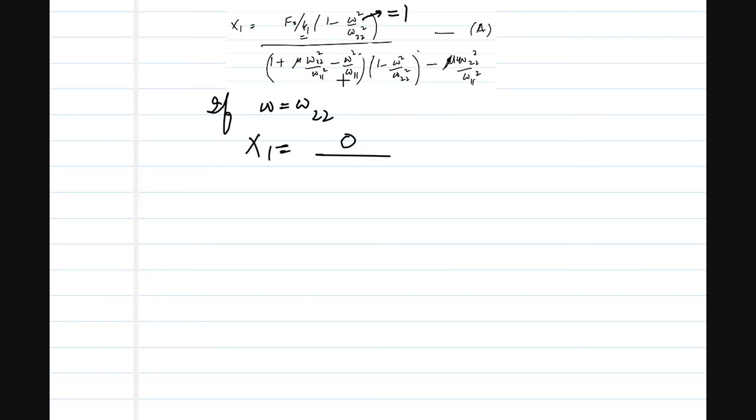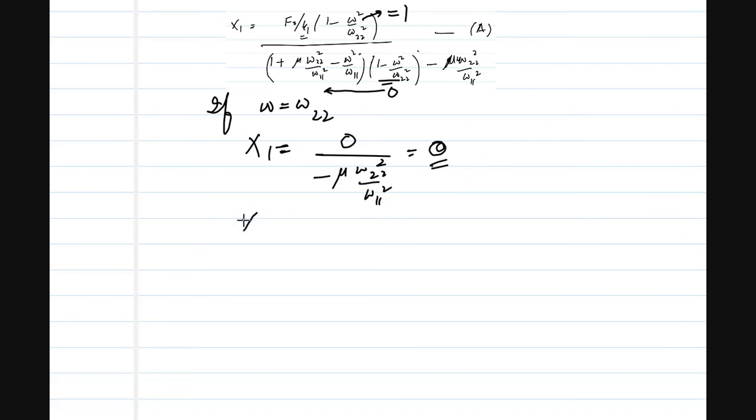This term goes to 0, which means that whole term goes to 0. So we get 0 over minus mu omega 2 square over omega 1 square, by putting omega equals omega 2, and that is equal to 0. Now it means that if you design an absorber in such a way that its natural frequency equals the excitation frequency coming from an external source, then the main mass actually has an amplitude equal to 0.